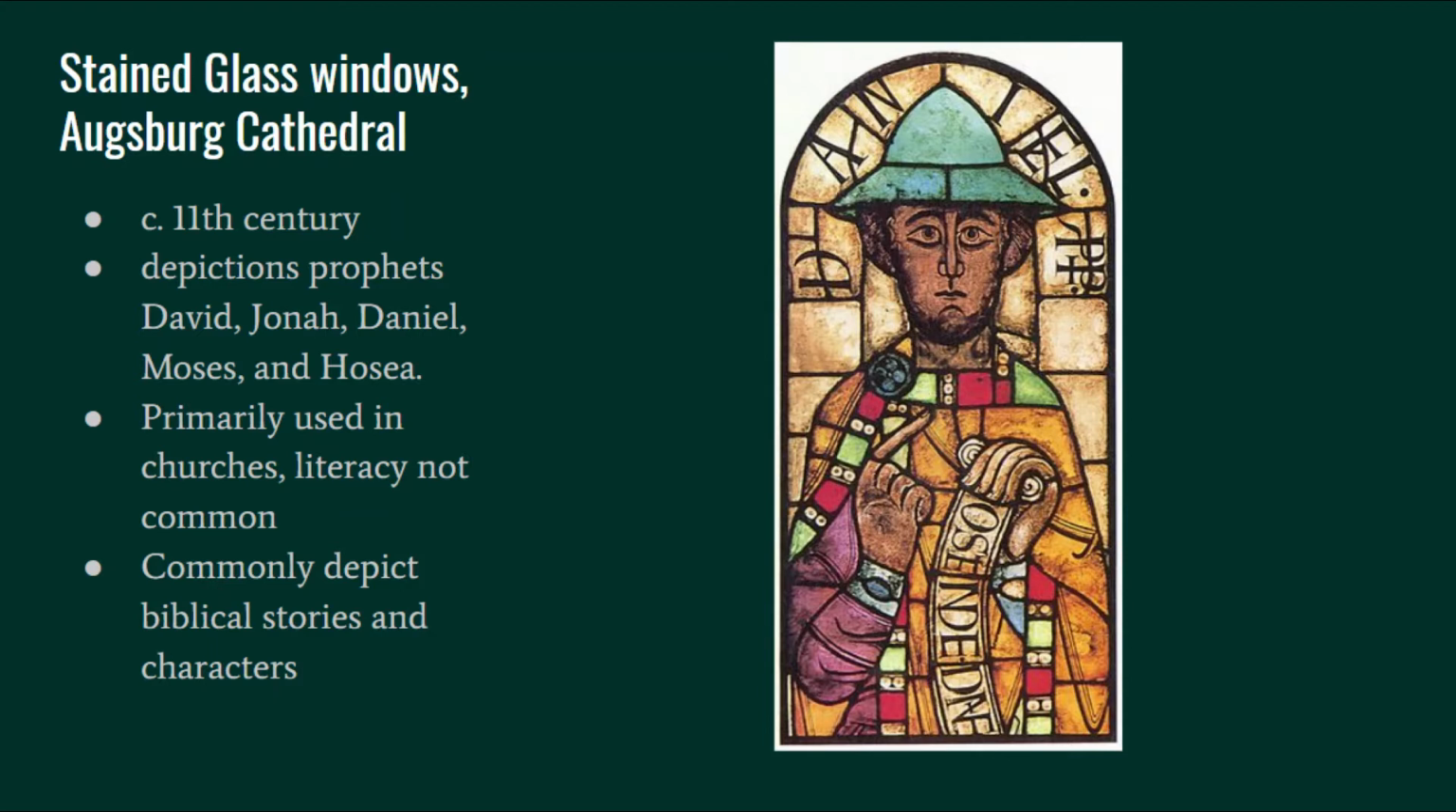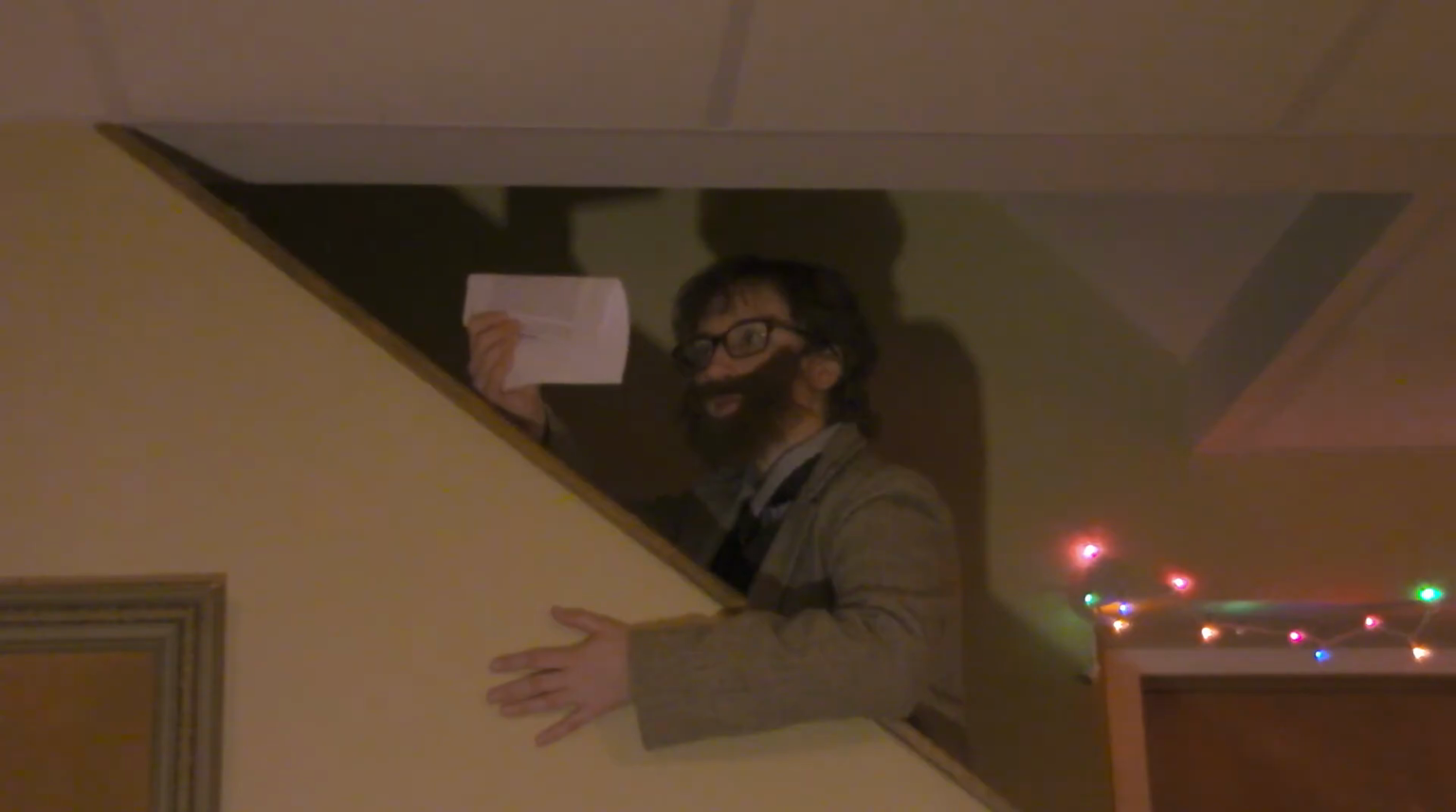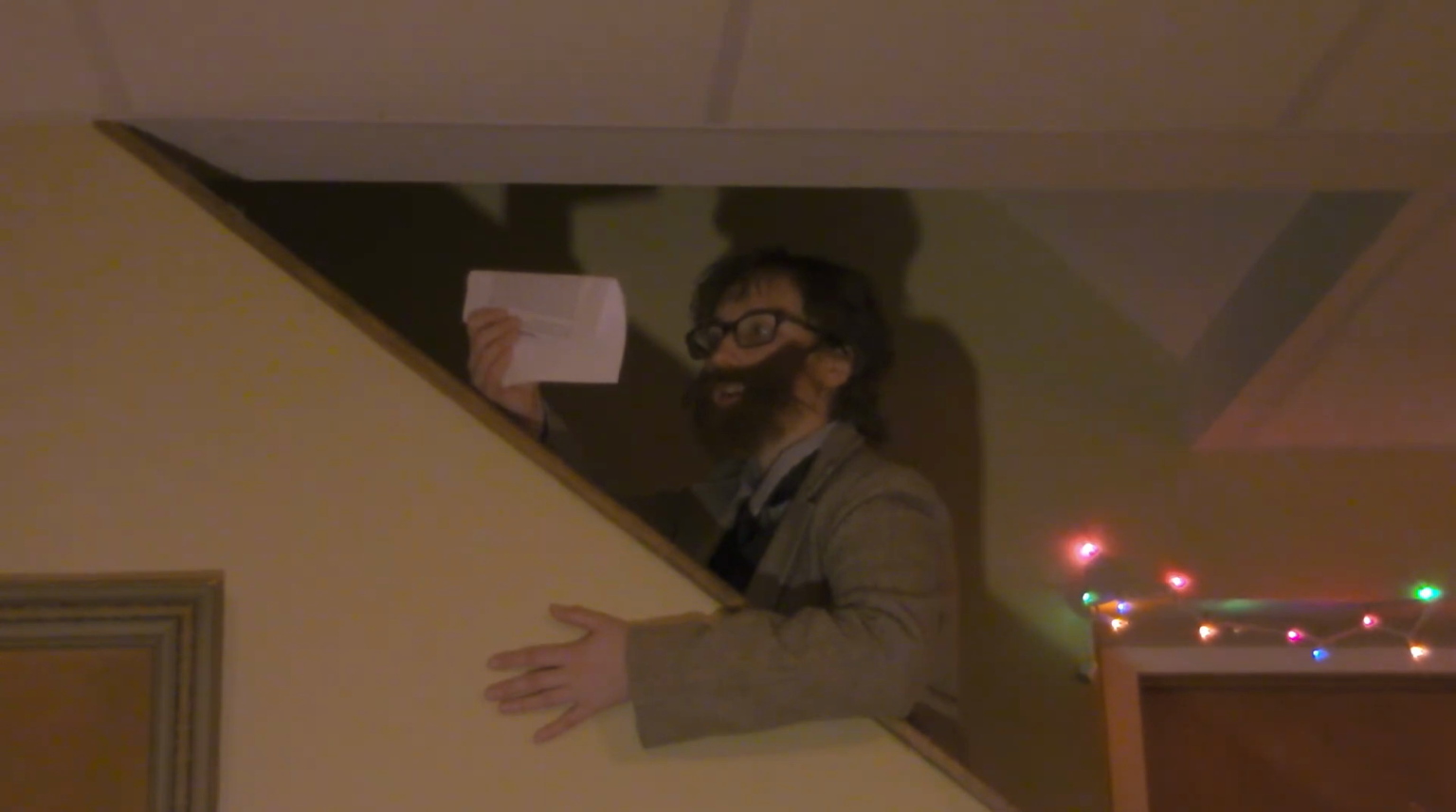Stained glass windows were commonly used in churches, as literacy was not a common feature of the people of this time period. The stained glass windows at Augsburg Cathedral are a beneficial stop for a pilgrimage, as it shows the windows at the dawn of their popularity in architecture during the Romanesque time period.